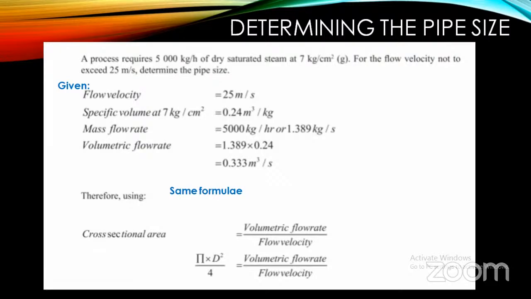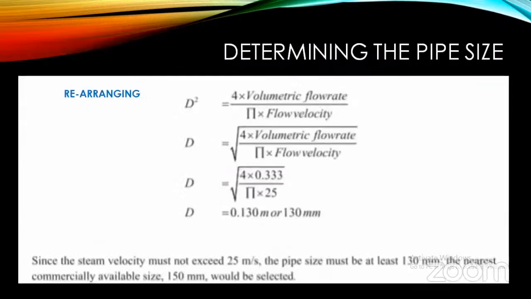And we need to find out the size of the pipe, that means the diameter of the pipe is to be found out. The flow velocity is given. It should not exceed 25 meter per second. So the same formula, we are going to rearrange it. If you solve it, it comes to 130 mm. So for 130 mm, the standard nearest commercially available size is 150.